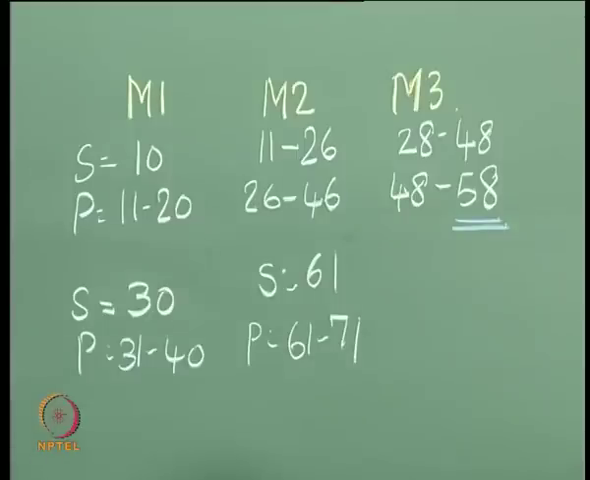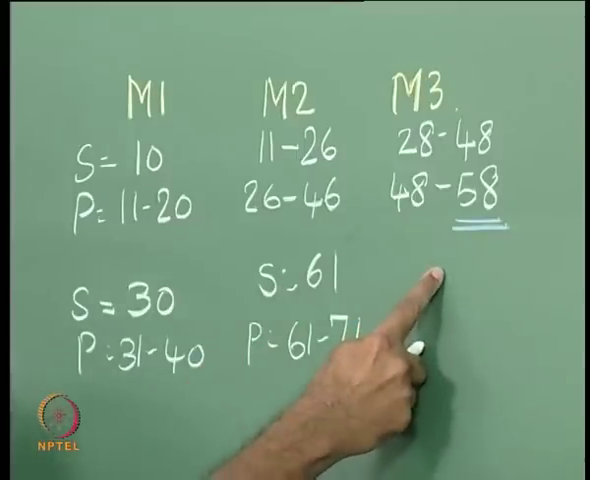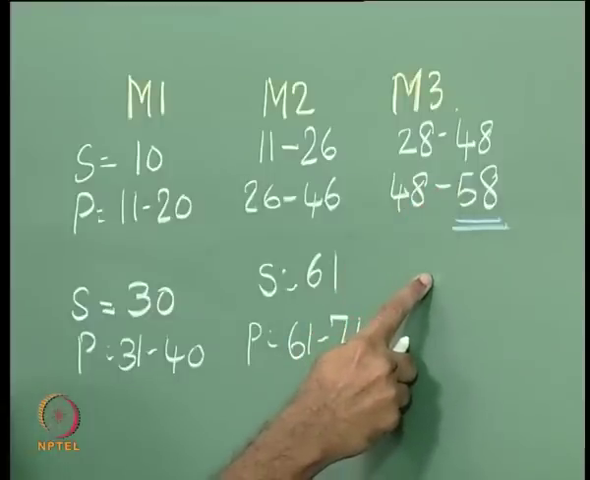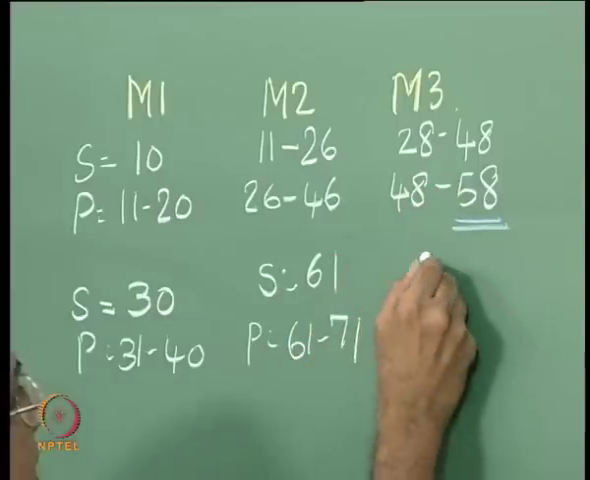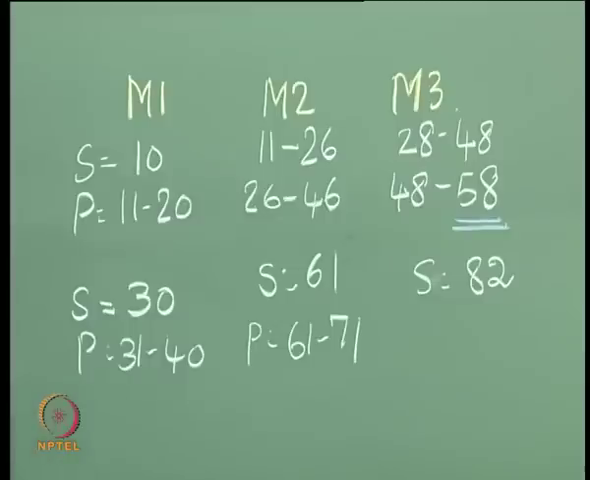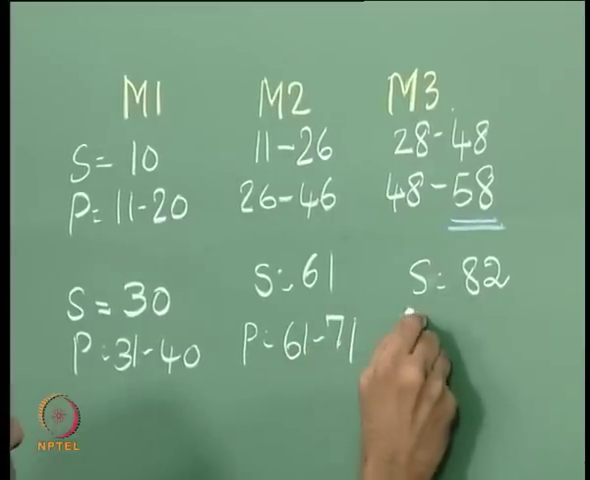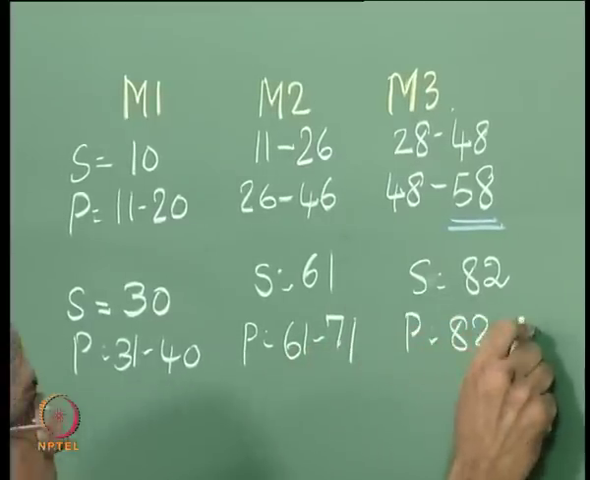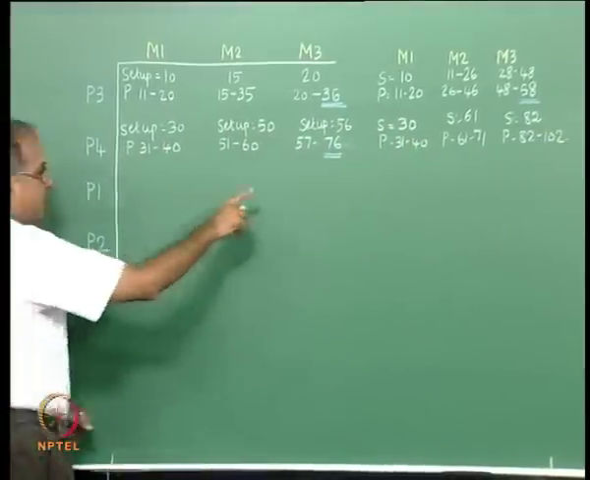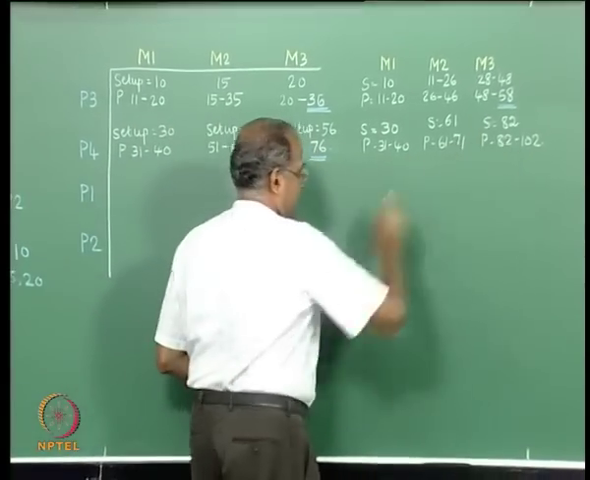So here the first piece will come at 62, this is over at 58, but the first piece will come at 62, so setup will be 62 plus 20, 82, and the production will start coming. So production will be 82 to 102. So now you can see the difference between 76 here and 102 here.